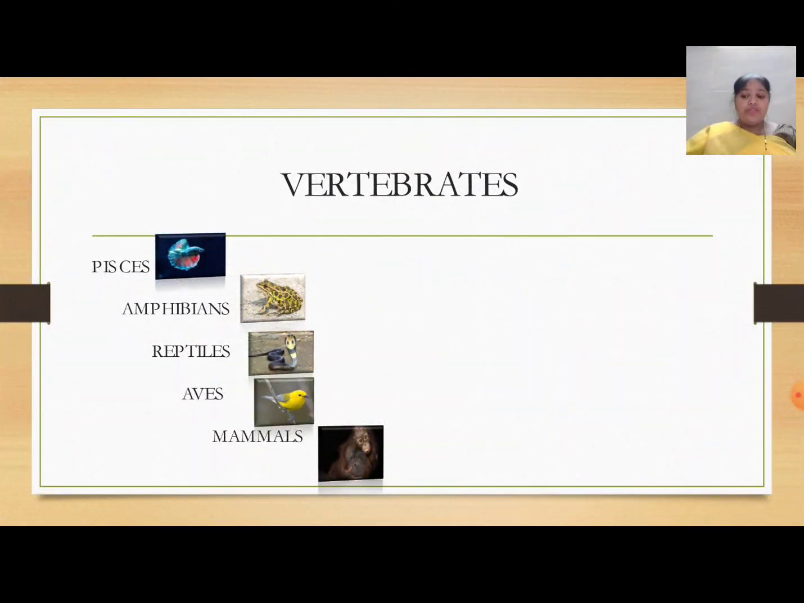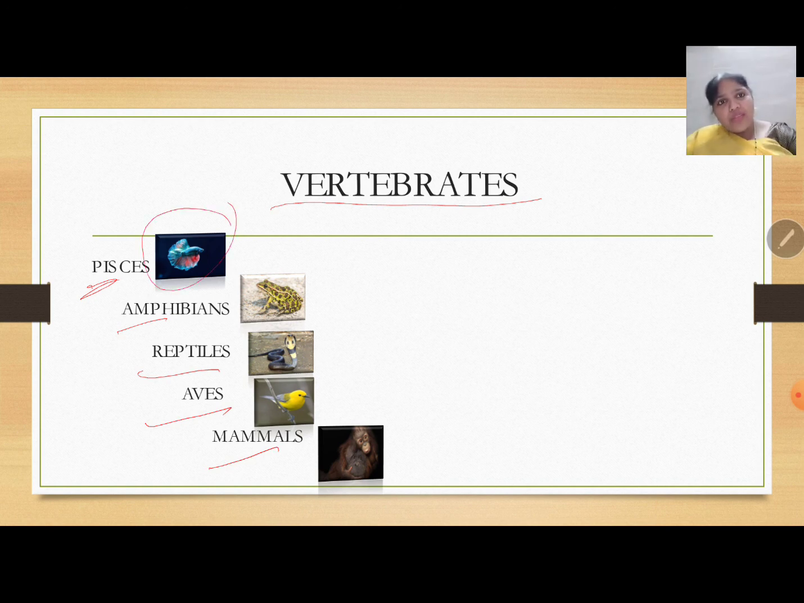Now we come to the final part, which is the vertebrates. Under vertebrates you have the pisces, amphibians, reptiles, aves and the mammals. Under pisces you have all kinds of fishes. You study all kinds of fishes, cartilaginous, bony, everything. All fishes come under this.